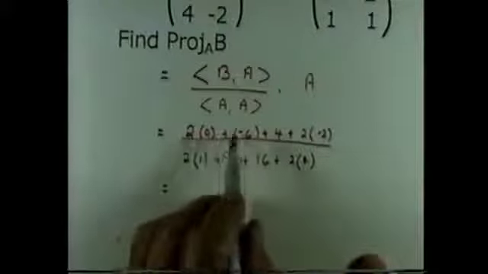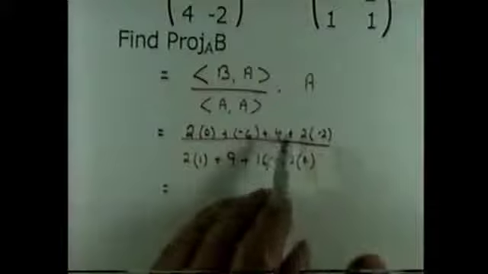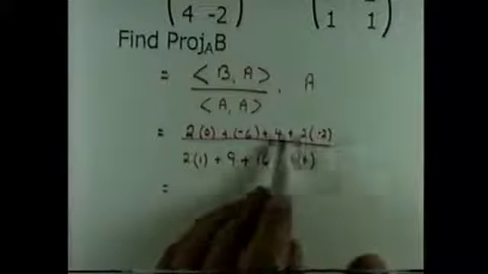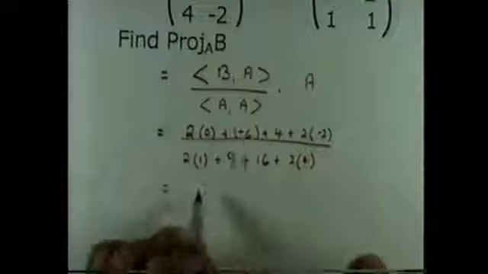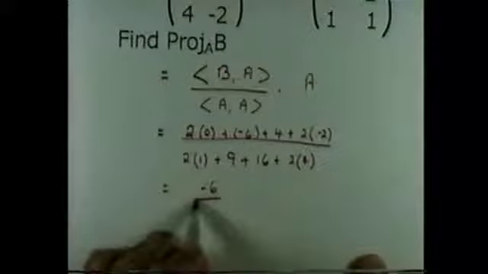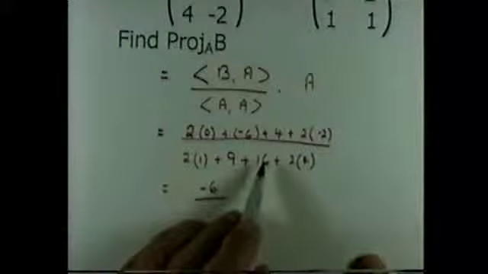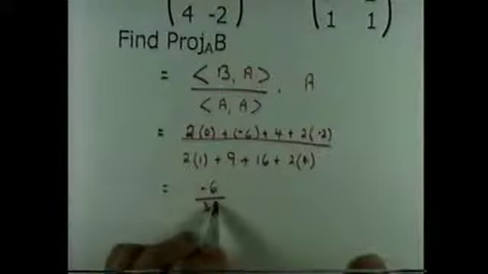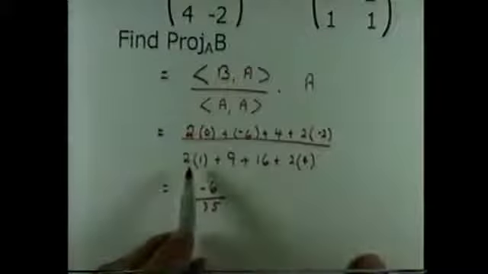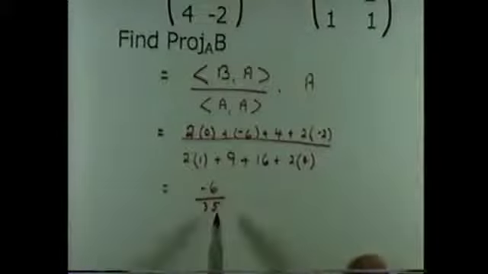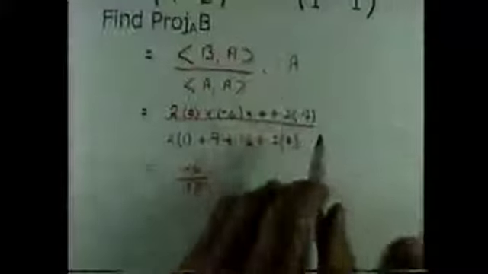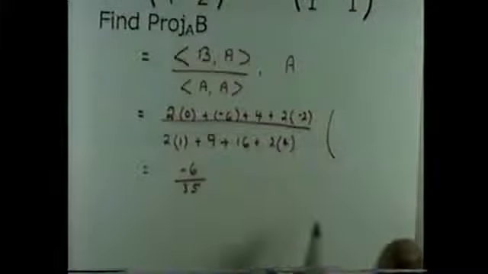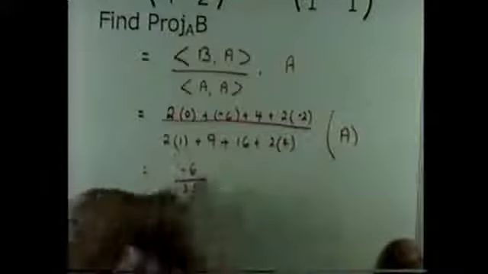2 times 0 is 0, that would be negative 6. Well, 2 times negative 2 is negative 4. 4 and negative 4 is 0, plus negative 6 is negative 6. 9 and 16 is 25, plus 10 is 35. 2 times 4 is 8, plus 2 is 10, and then plus the 25 is 35. So we have a negative 6 35ths. Now times, I didn't bring my A vector down, but this would be times A.